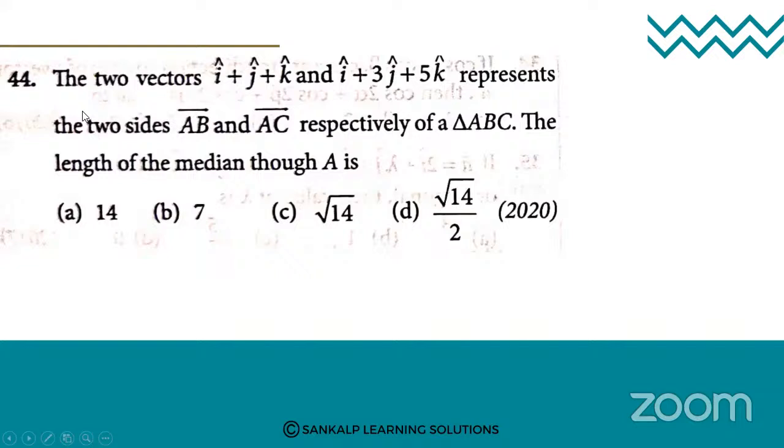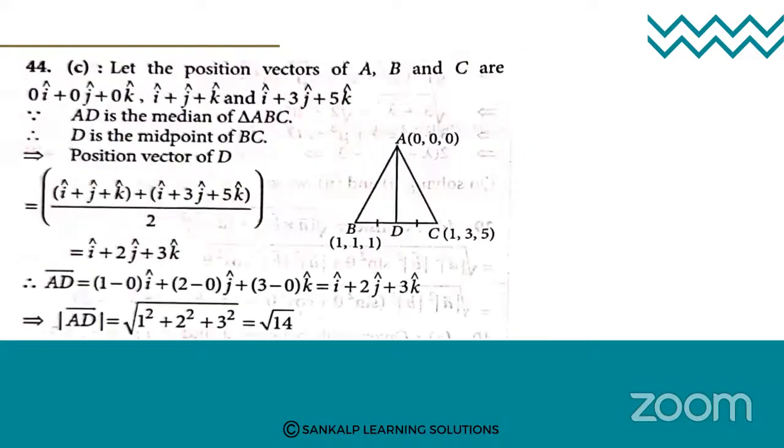And next, see the next question, 44. The two vectors i cap plus j cap plus k cap and i cap plus 3 j cap plus 5 k cap represent the two sides AB and AC respectively of a triangle. The length of the median is, so first we need to draw the figure. So see AB and AC. We calculate D first as the midpoint, and then we can calculate the equation of the median.